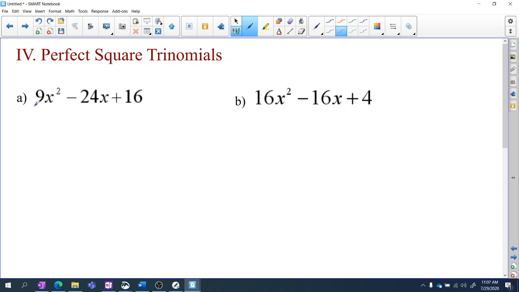Well, the giveaway here is the nature of these. 9x squared. Your brain should say, oh, wait, perfect square. Positive 16. Well, wait a second, that's a perfect square. Maybe this is a perfect square trinomial. Let's do the final check on it.